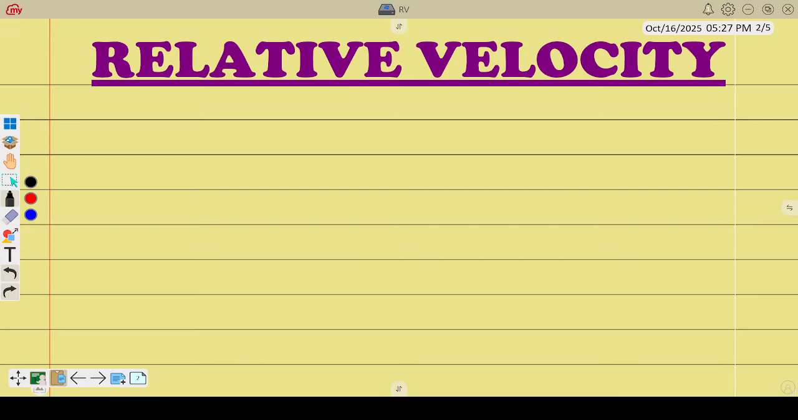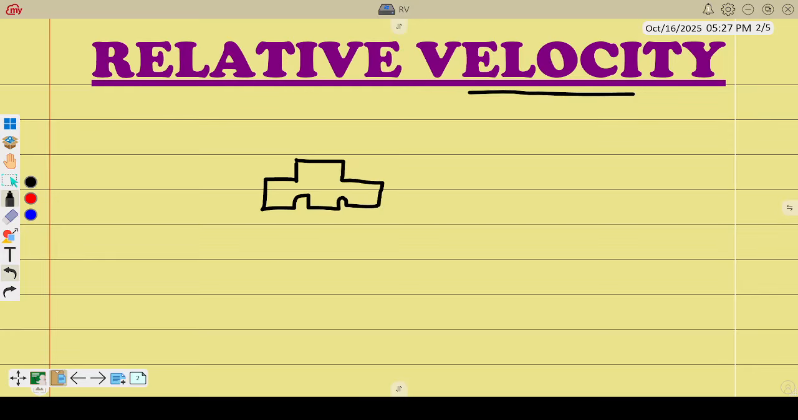In case the screen stops showing, don't worry, the video is still being recorded, so you'll be able to watch it smoothly. Now, I was saying relative velocity is when we compare two different kinds of velocities. An example which we can talk about is, let's say we have a car like this.